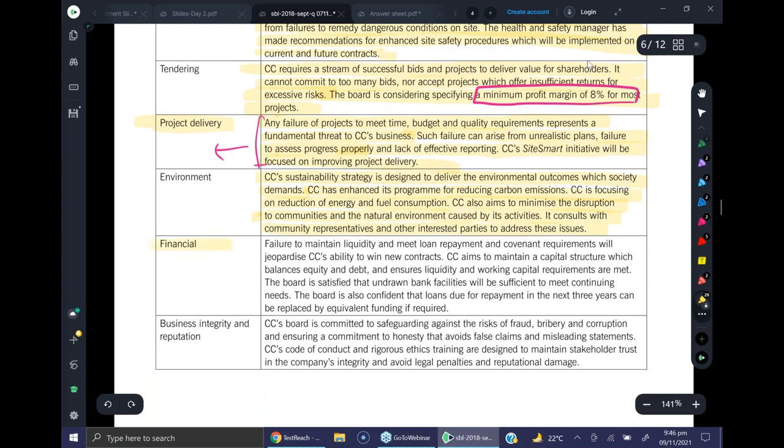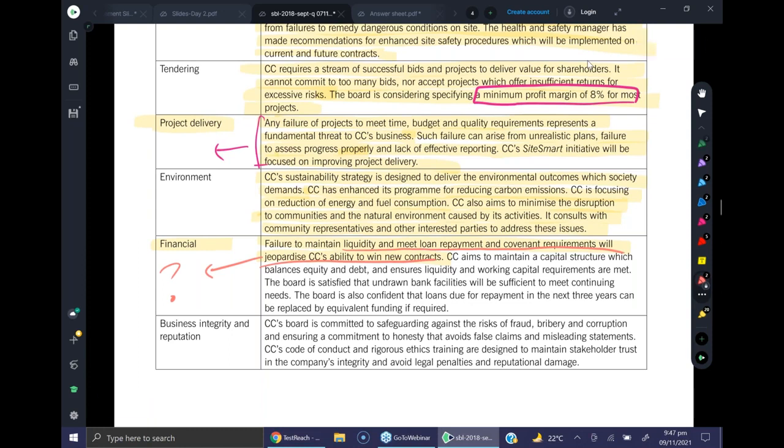Financial risks are that failure to maintain liquidity and meet loan repayment and covenant requirements will jeopardize CC's ability to win new contracts. So do you think we should be using this as financial aspects of the new project as well? Yes, because these are the risks for the new project too.